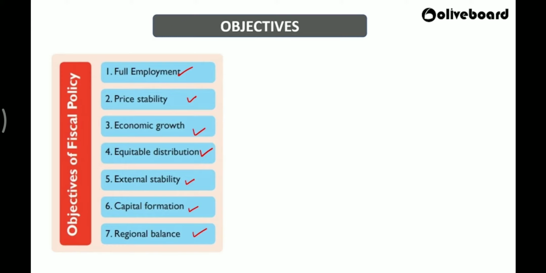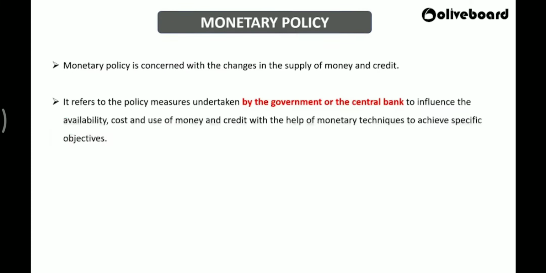It is not that one sector will be growing and another sector will be deteriorating, or one region will be growing and another region will be deteriorating. There is no point in that. So government always aims at regional balances. All the states, all the districts, all the projects, all the sectors, all the industries should grow together. Okay, these are all the objectives of fiscal policy.